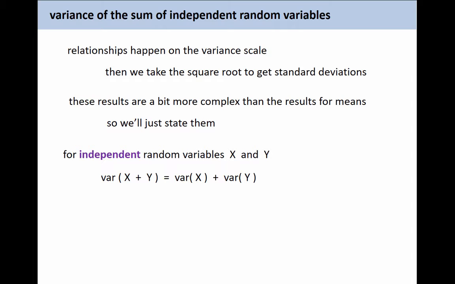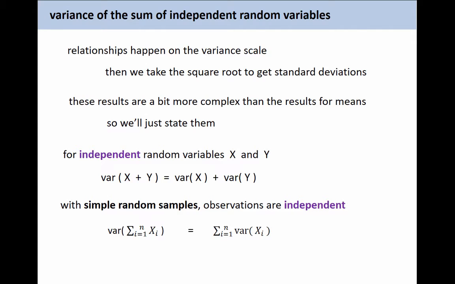And in particular, we need a big qualification here. For independent random variables x and y, the variance of the sum is the sum of the variances. Or in notation, the variance of the quantity x plus y is the variance of x plus the variance of y. So that's another reason for us that simple random samples or randomized experiments are really important, because with simple random samples we do know that the observations are independent, and so we'll have the variance of the sum equal to the sum of the variances of the x sub i's.